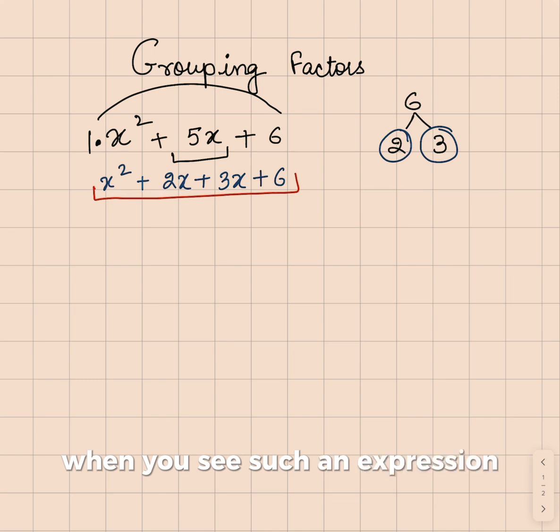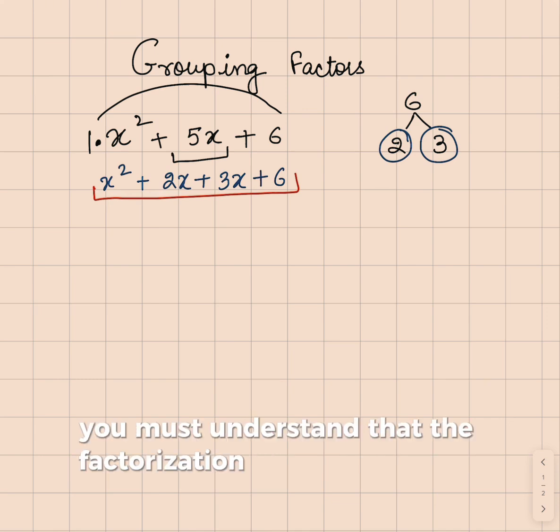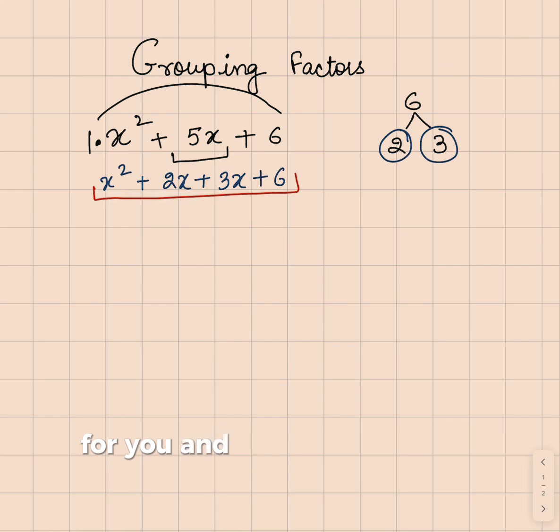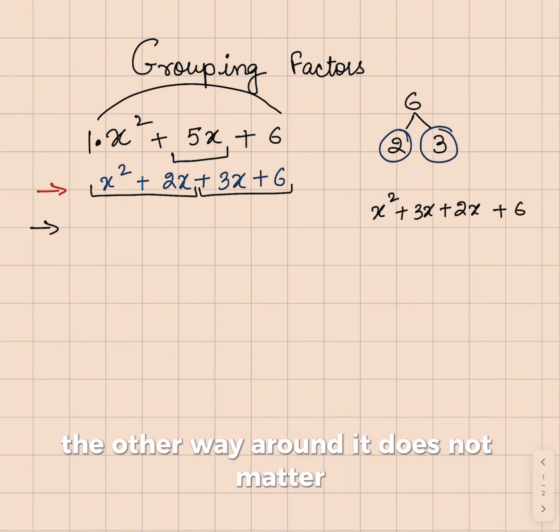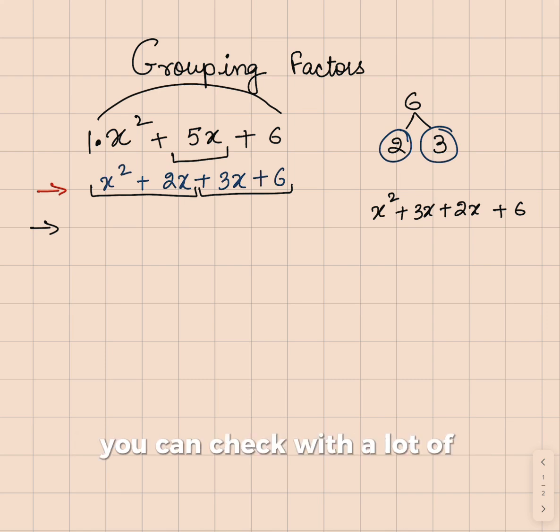When you see such an expression, you must understand that the factorization has already been done for you, and all you need to do now is put your terms in a group, find the common GCF, and find your factors. So go ahead and put those four terms in group. The first two terms should be in the first group, and the last two terms should be in another group. Now, does it matter if I write my factors like this, the other way around? It does not matter. You can check with a lot of questions that this order doesn't really matter.